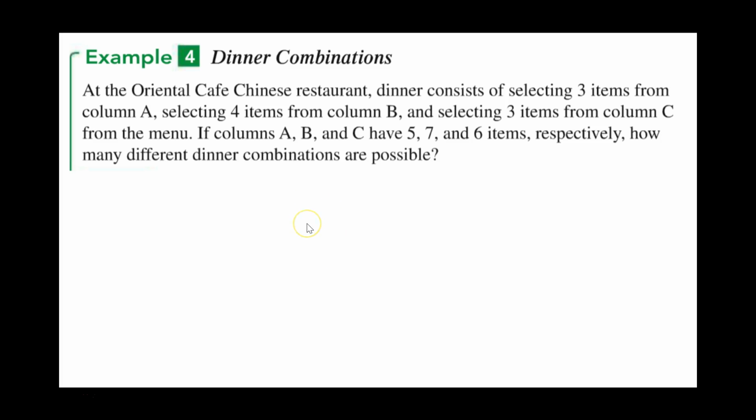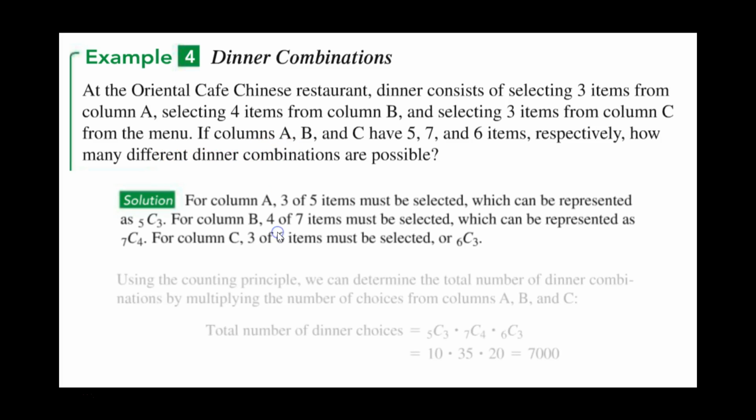For this one here, there might be 2 parts that you have to do for the problem, but just to run through it, a dinner consists of 3 items from column A, selecting 4 items from column B, and 3 items from column C. If column A has 5, column B has 7, and column C has 6, how many different combinations are going to be possible?